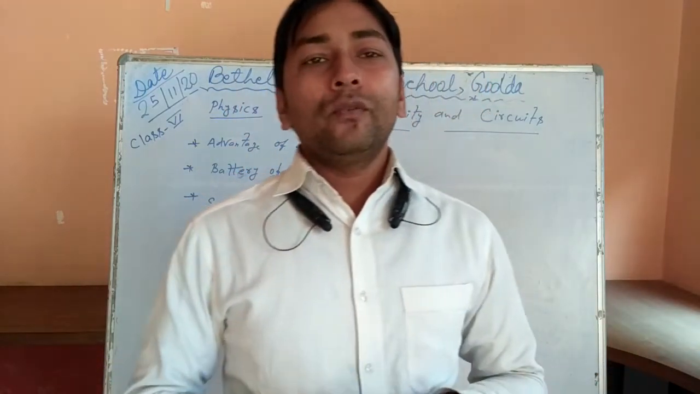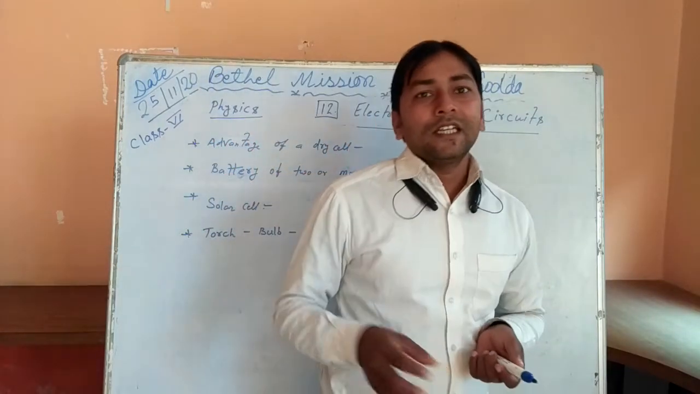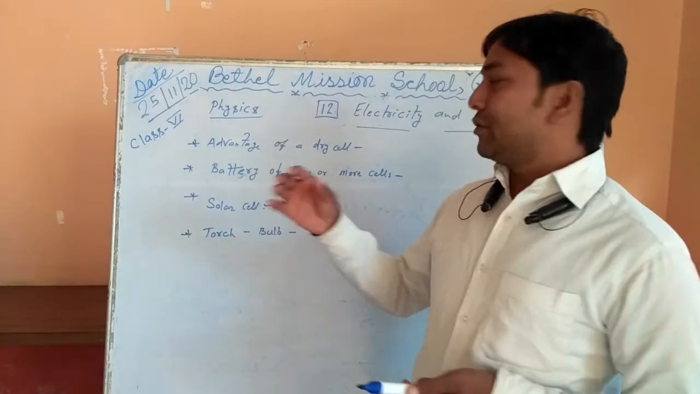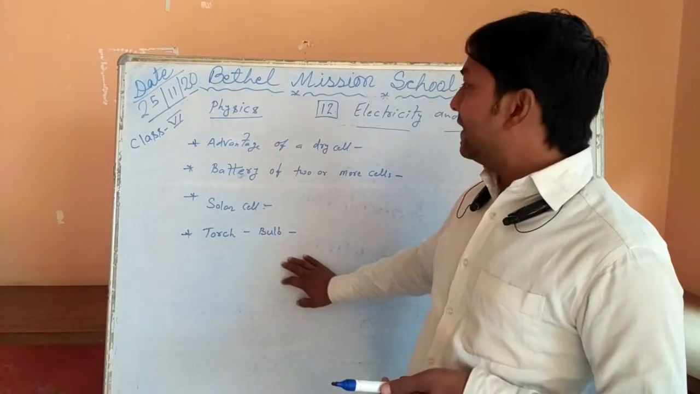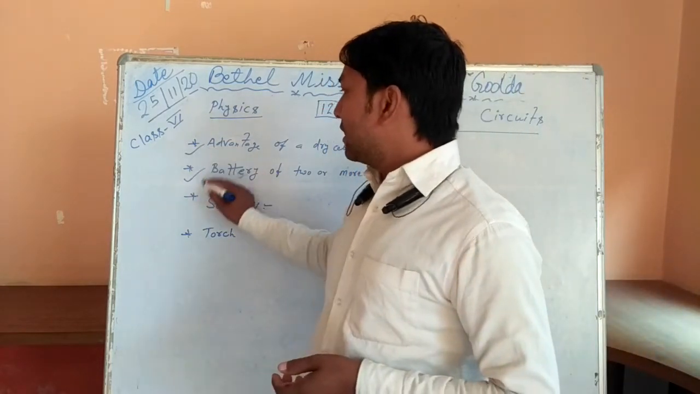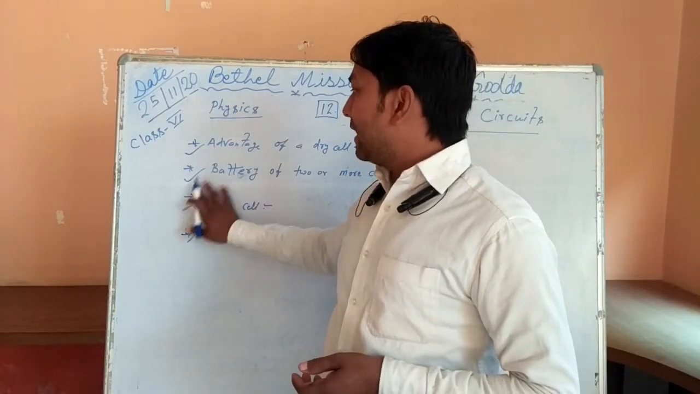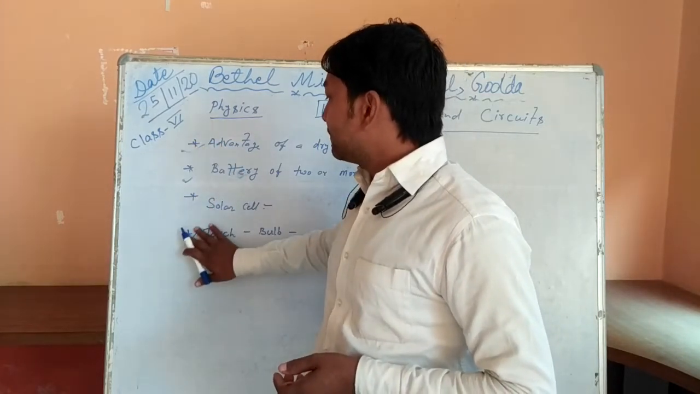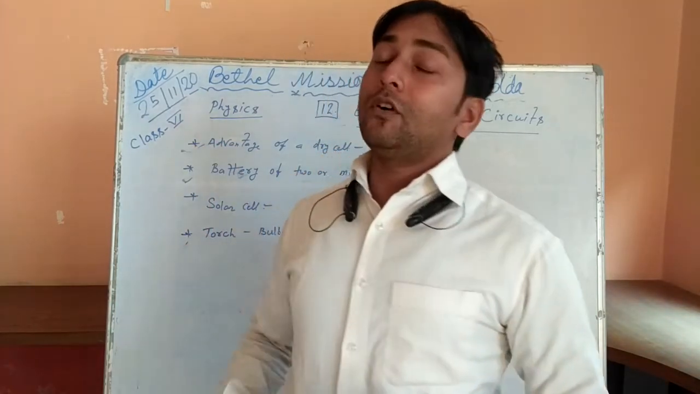We are also going to learn what the inner view of a torch bulb is. So here we are going to learn about these points one by one. So first we revise the inner view of a dry cell.